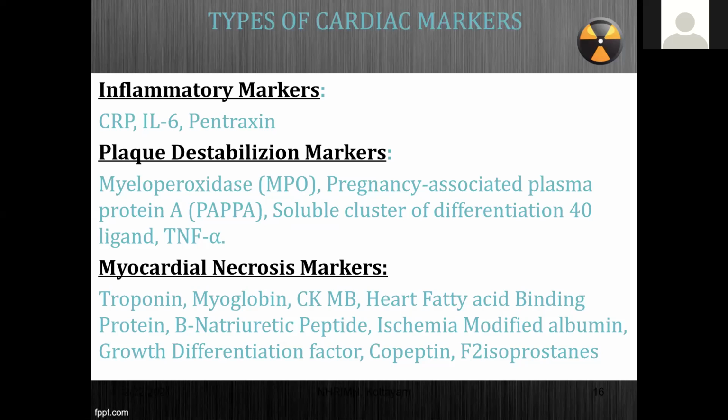If there is inflammation, something fishy is going on inside, and you go for CRP. But you can't rely only on CRP because inflammation can happen anywhere in the body, even in autoimmune diseases. But if there is no other problem and the patient is having chest pain, then you can rely upon CRP, interleukin 6, and pentraxin. Next, plaque destabilization markers like myeloperoxidase, PAPP-A, soluble CD40 ligand, and tumor necrosis factor. Myocardial necrosis markers are troponin, myoglobin, CKMB, heart fatty acid binding protein, BNP, and also IMA. We'll discuss them one by one.